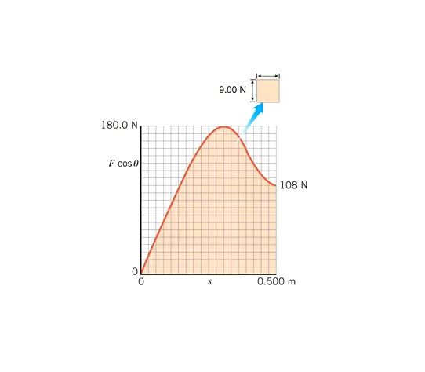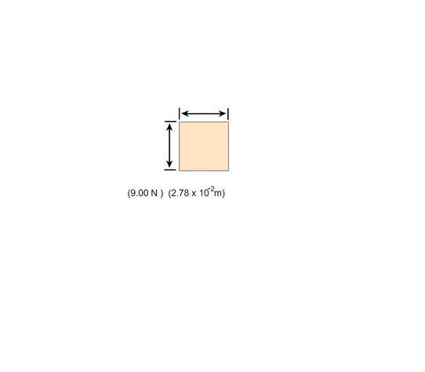So each unit on the horizontal axis is 0.500 meters divided by 18, which is 2.78 times 10 to the minus 2 meters. To get the area under the curve, we would count the 242 small squares under the curve. Then we would use the fact that each square has an area of 9.00 newtons times 2.78 times 10 to the minus 2 meters, which is 0.250 joules.